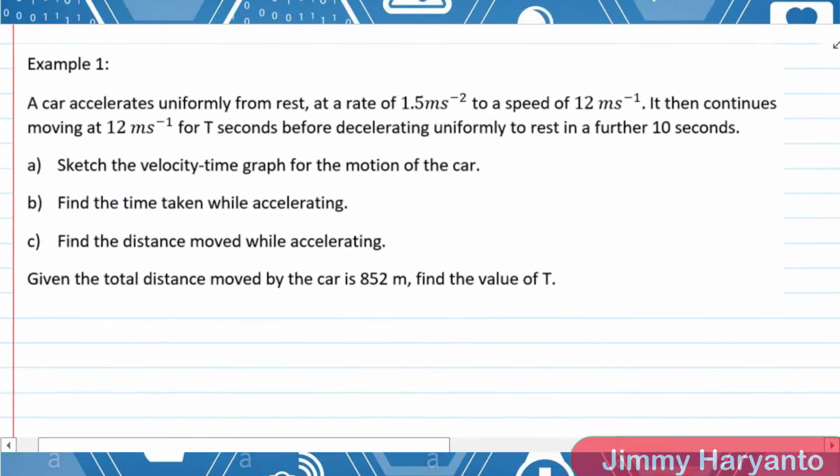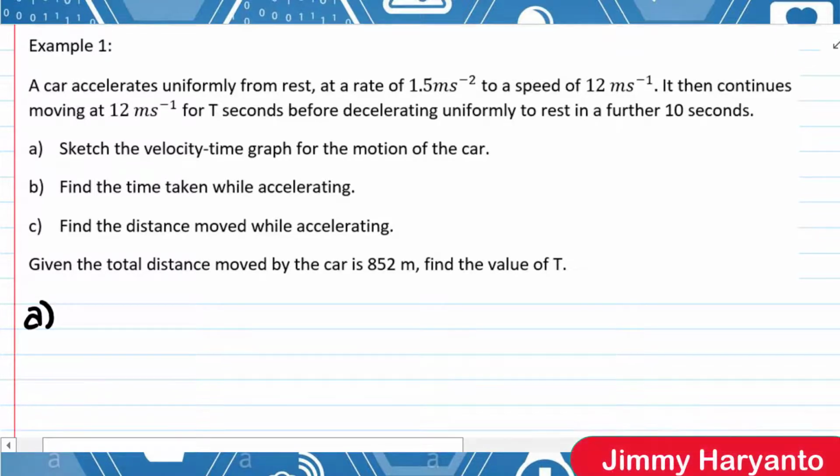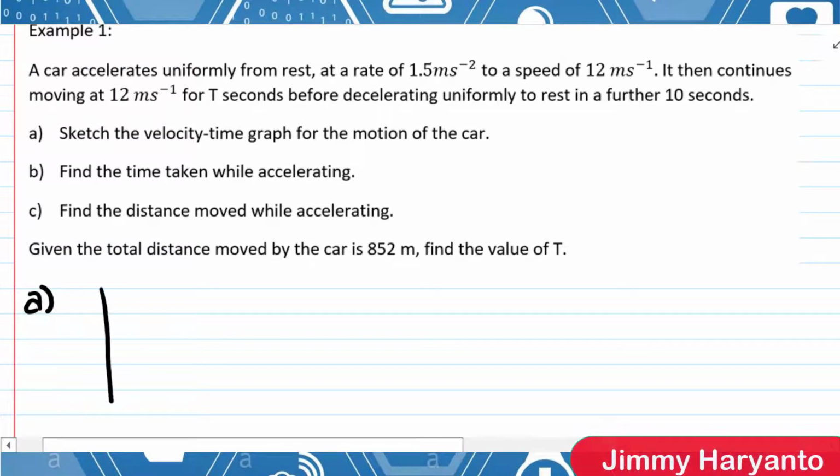So let's take a look at example 1. A car accelerates uniformly from rest at a rate of 1.5 meters per second squared, so that is the acceleration, to a speed of 12 meters per second. It then continues moving at 12 meters per second for 40 seconds before decelerating uniformly to rest in a further 10 seconds. Yeah, so the first thing you have to do is sketch the velocity-time graph using the information.